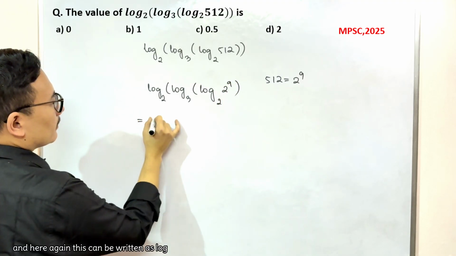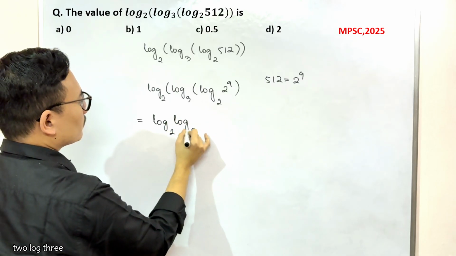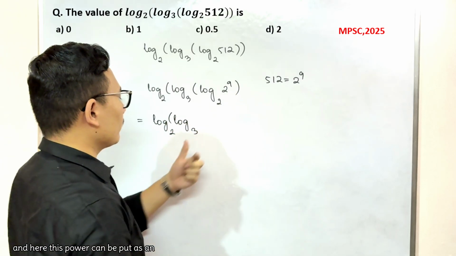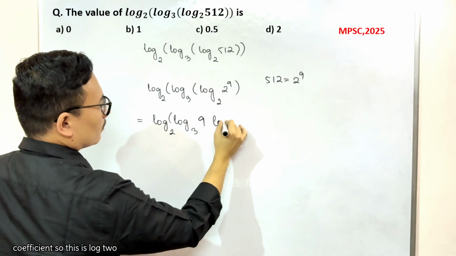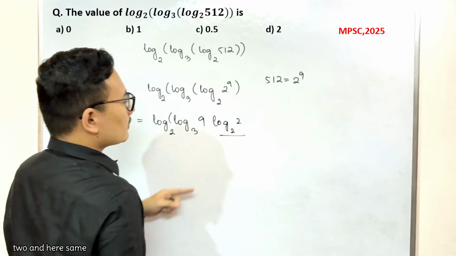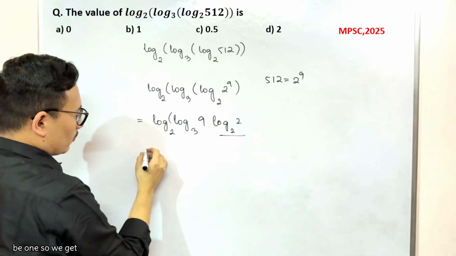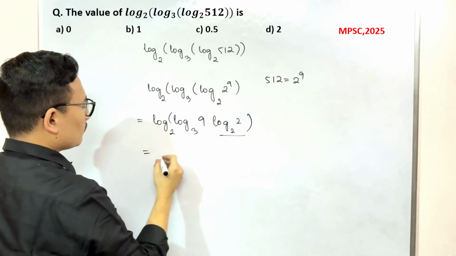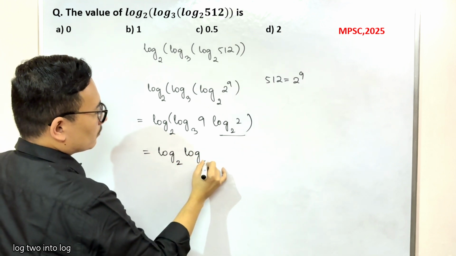right, here again, this can be written as log 2, log 3. And here this power can be put as a coefficient. So this is log 2. And here, same base and argument, so this term will be 1. So we get log 2 to log base 3.